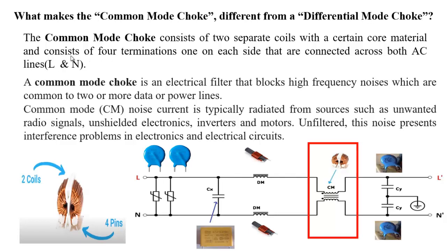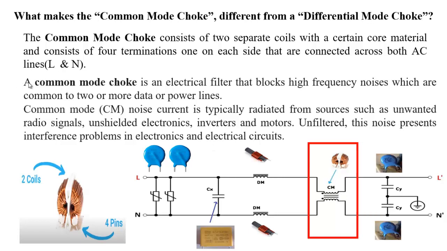It consists of four terminals, two on each side, connected across both AC lines, line and neutral. For this coil, one terminal is line, another is line prime. For this coil, one is neutral, another is neutral prime. This one is the input side, this one is the output side.